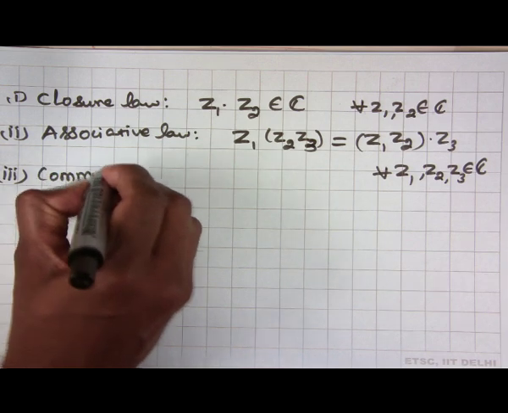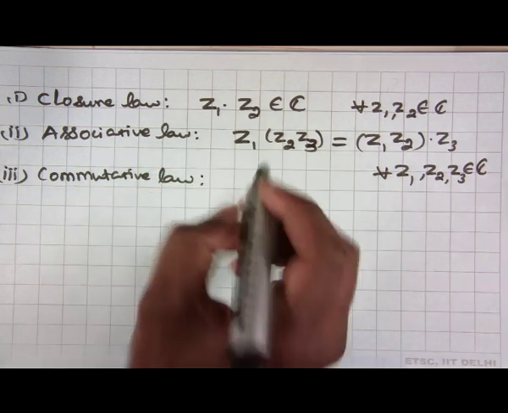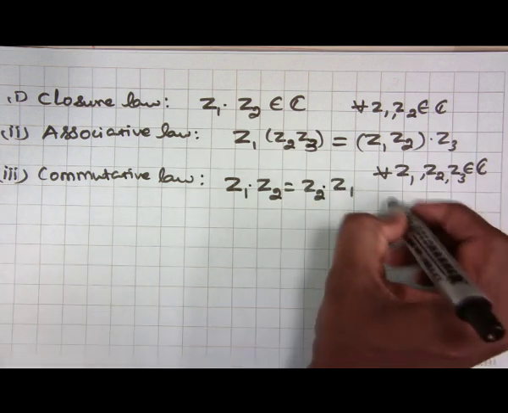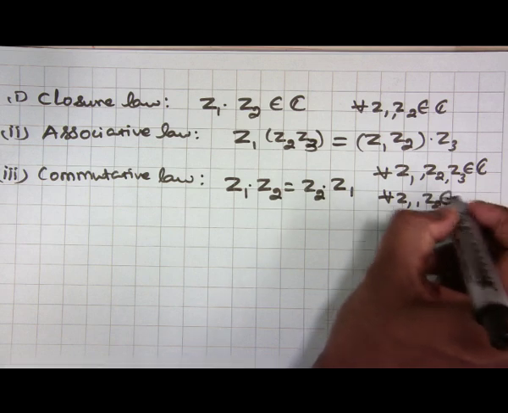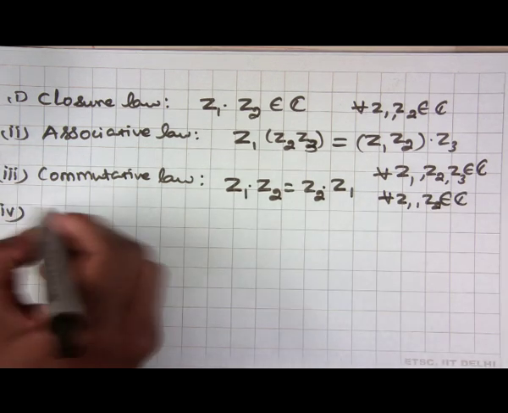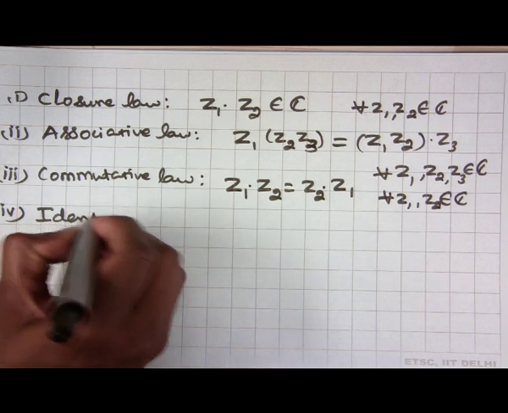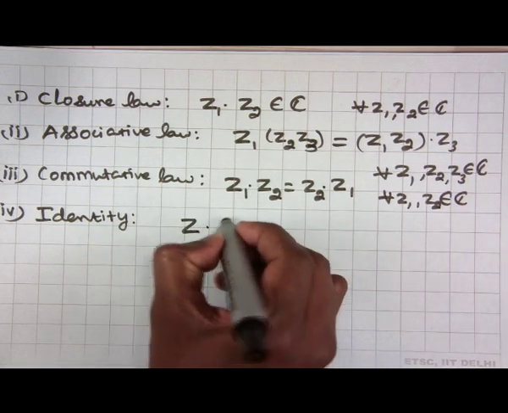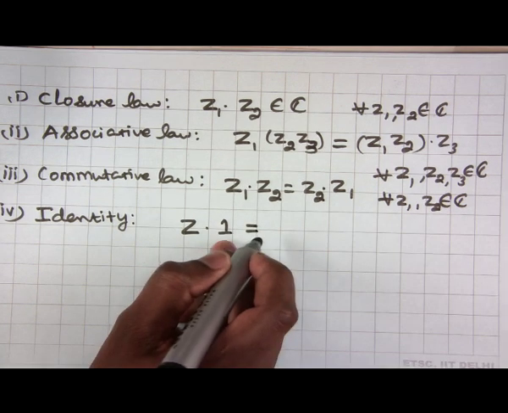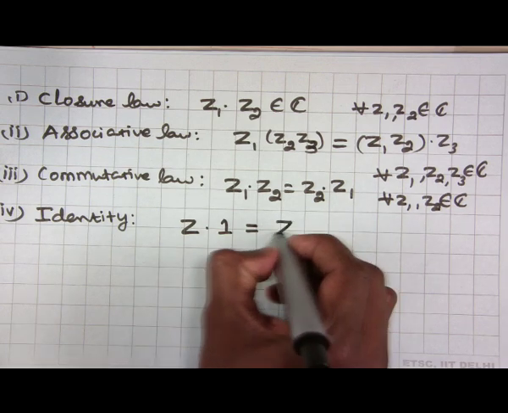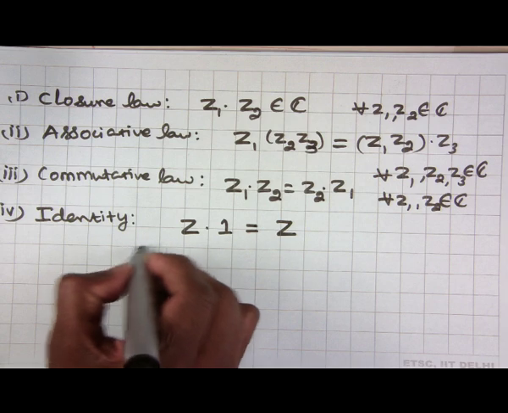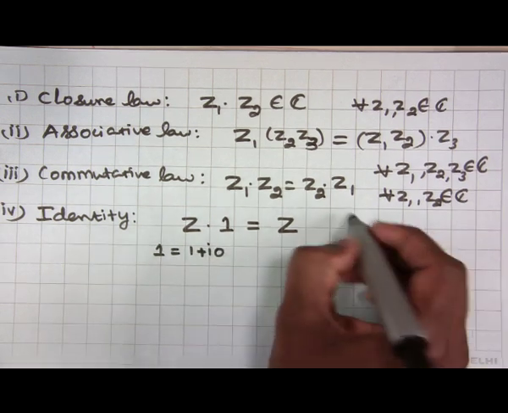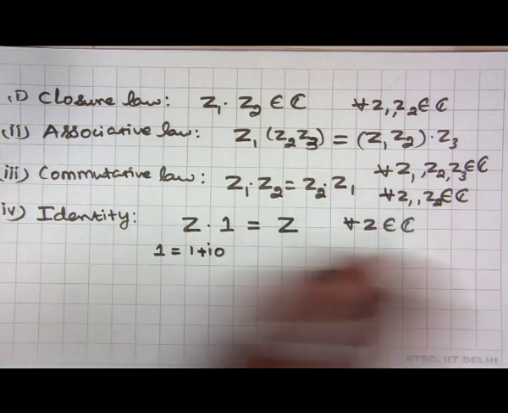Commutative law. Which is z1 multiplied with z2, which is the same as z2 multiplied with z1. Again this is for every z1, z2 in the complex numbers. Identity. So, there exists a number which is nothing but the 1, you multiply any number with 1, we get back the same number. Here 1 basically denotes, as you remember in the notation, 1 plus i0, for every z in the complex numbers.